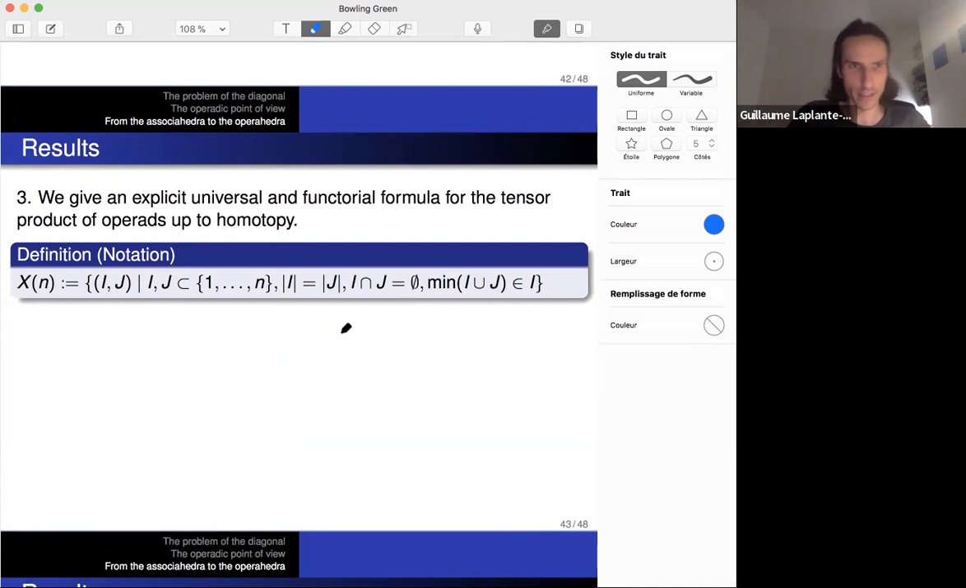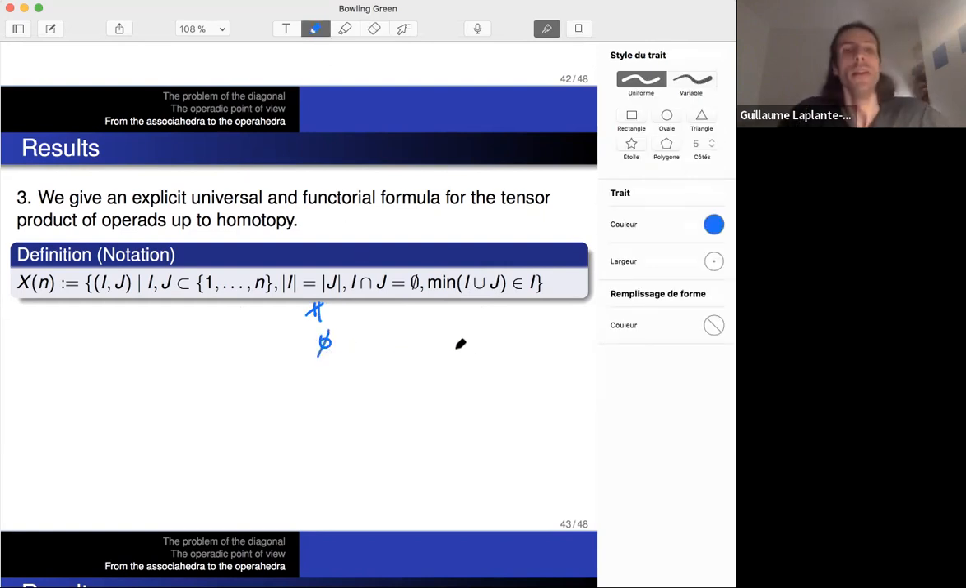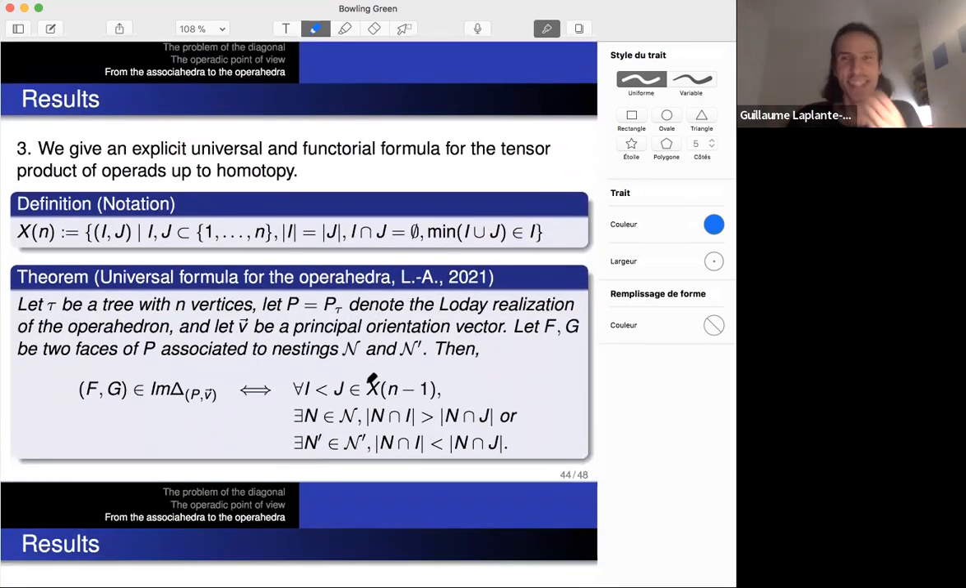For it you need these X_n, which are the pairs of subsets I and J of {1, ..., n} which have the same cardinality, zero intersection, and whose minimum is in I, and I should say non-empty subsets. And here it is. Here's the formula.